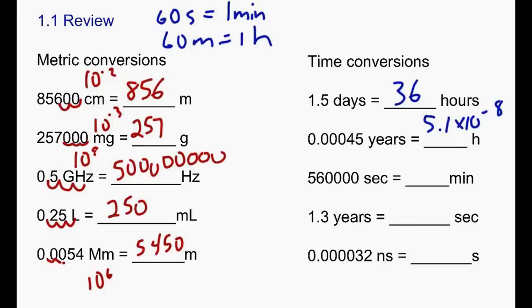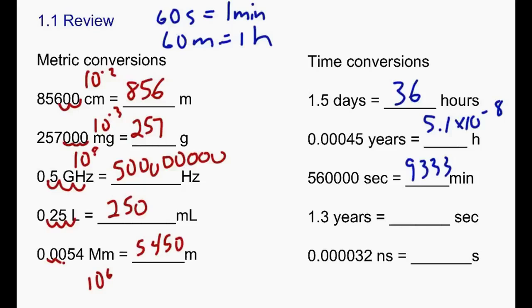Okay, let's do another one. 560,000 seconds to minutes. So we're getting bigger, so we're going to divide by 60. So that gives us 9,333 minutes.